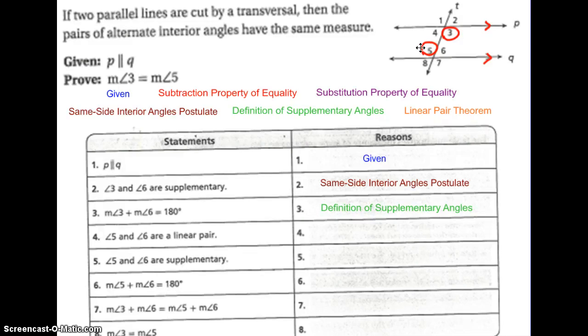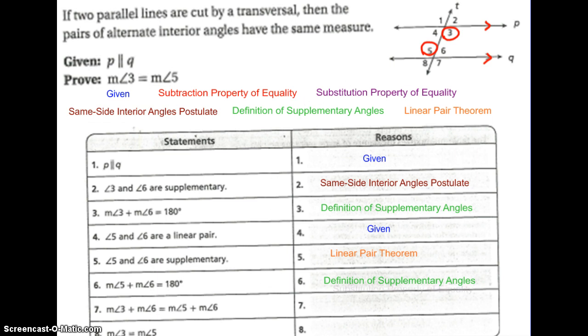We also know that angle 5 and angle 6 are linear pairs. That's actually given in the picture. While it's not necessarily given here, it's given in the diagram. So you can write given in the diagram or just given. We know that angle 5 and angle 6 are supplementary because they are linear pairs, so by the linear pair theorem. And by the definition of supplementary angles, that means they have to add to 180.